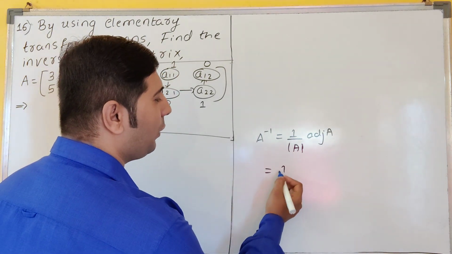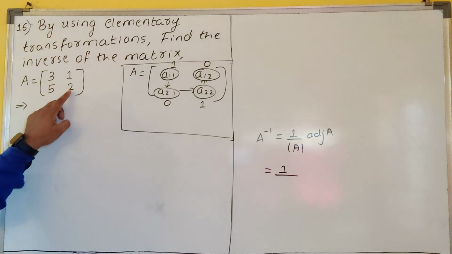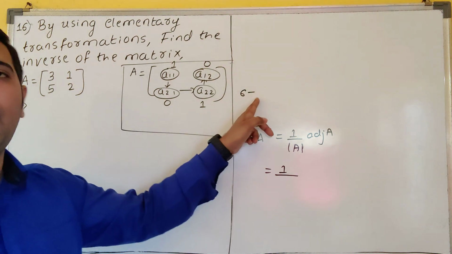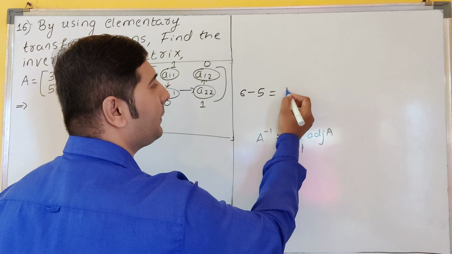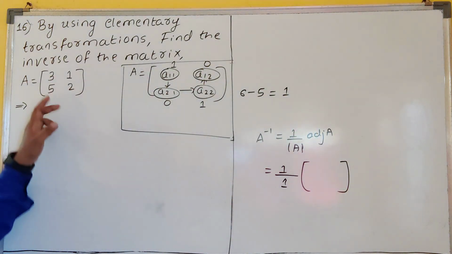So determinant A how to find? Determinant A how to find this one? You see 3 2s are 6. Before multiplying 5 and 1, you have to write here minus. 5 1s are 5. 6 minus 5 is 1. So 1 you got. And adjoint of A, how to find, you see.